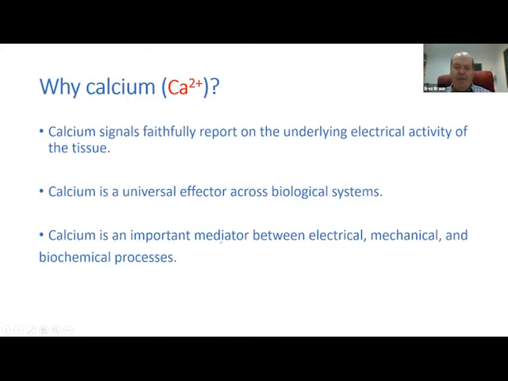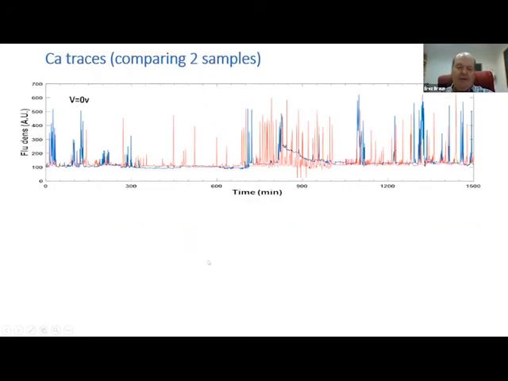Now, why calcium? Calcium 2+ is an important ion that plays an important role in physiology all over the place. But for us, it's also important because it's a universal effector that also mediates between electrical, mechanical, and biosignaling. This is the junction we are interested in, the junction of electrical, mechanical, and biochemical processes. So calcium is really a good indicator.